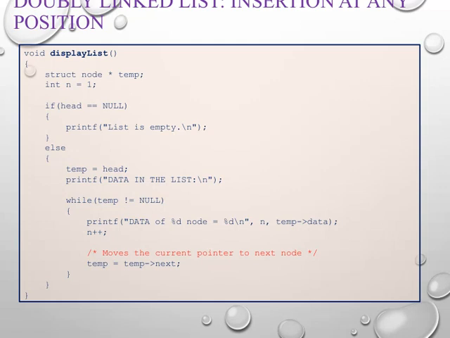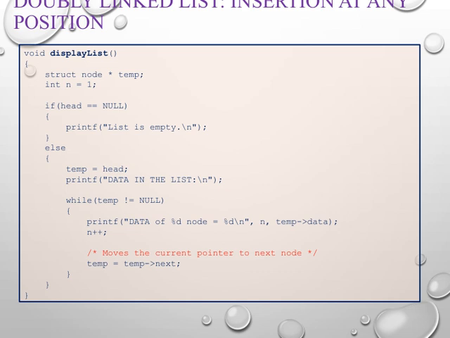Let's take a closer look at the displaylist function for our doubly linked list. This function's main purpose is to traverse the list and show us the data stored in each node. It starts by declaring a temporary pointer, temp, which we'll use to navigate through the list, and an integer n to keep track of the node number during traversal.